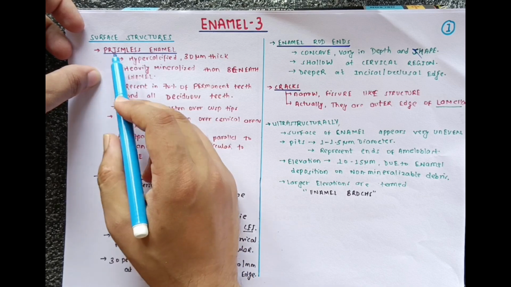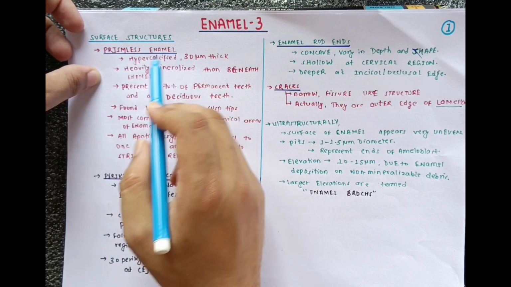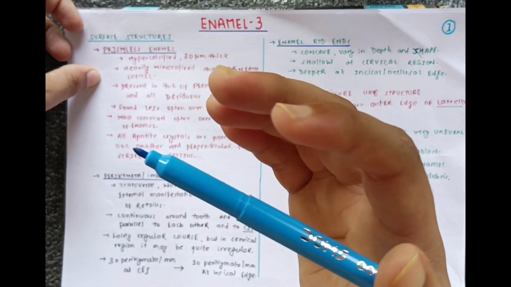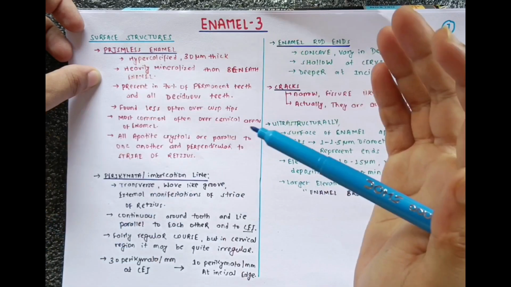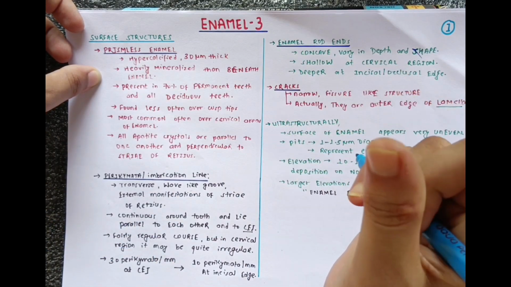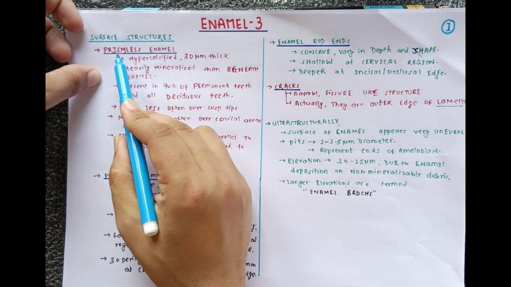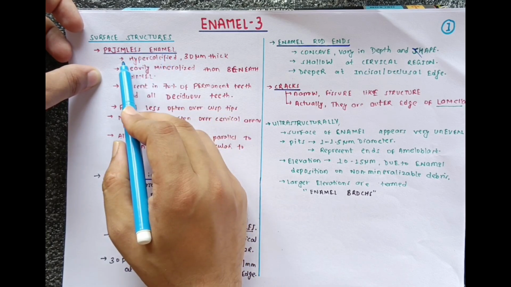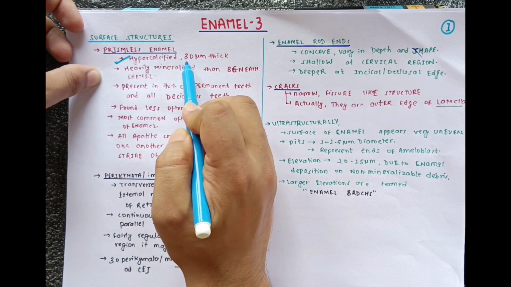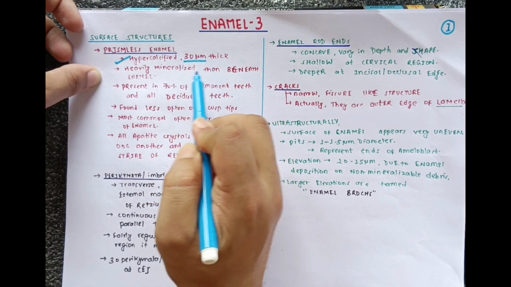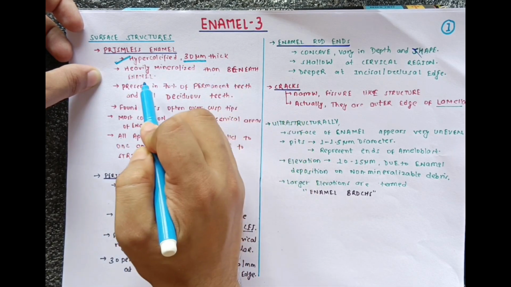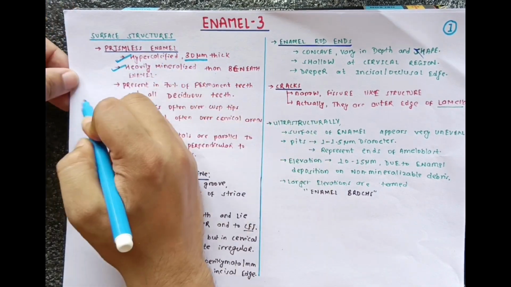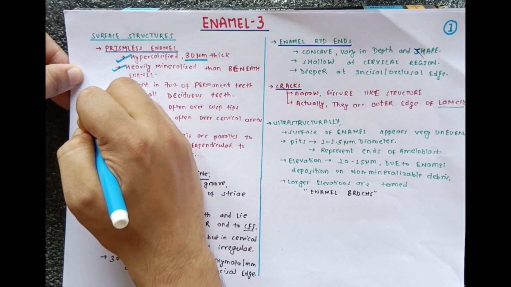In surface structure there is prismless enamel. Prismless enamel is enamel that does not have a proper architecture of the enamel rods. So they are without the proper architecture. It is a hypercalcified enamel that is 30 micrometers thick. It is more heavily mineralized than the enamel beneath it.